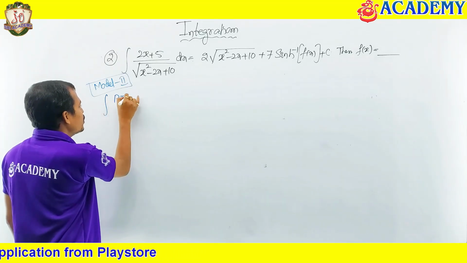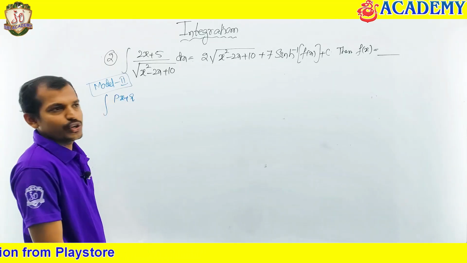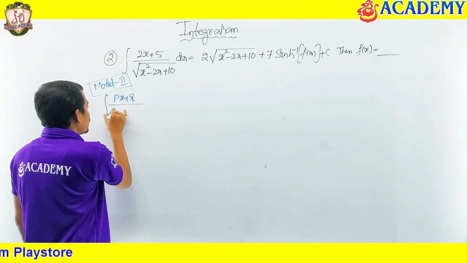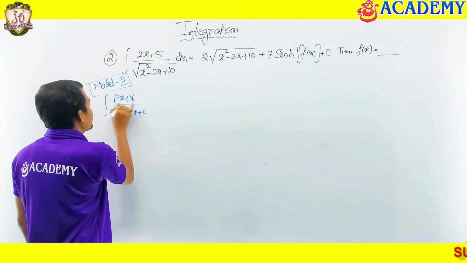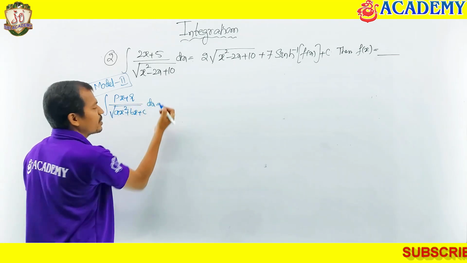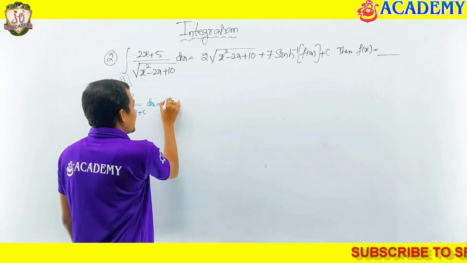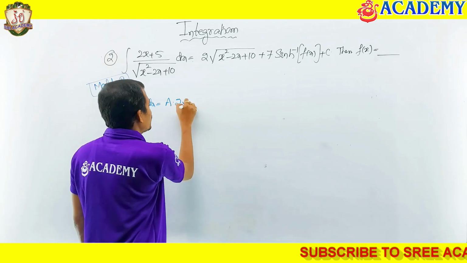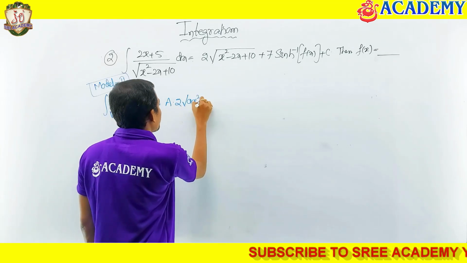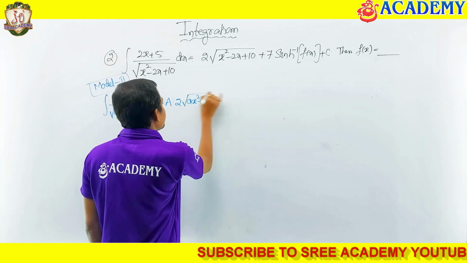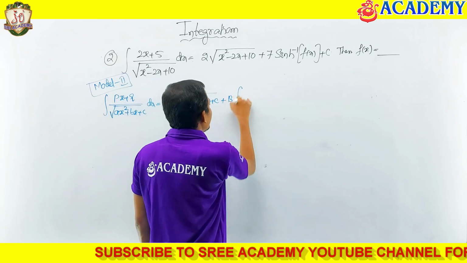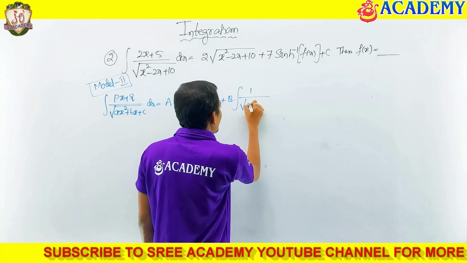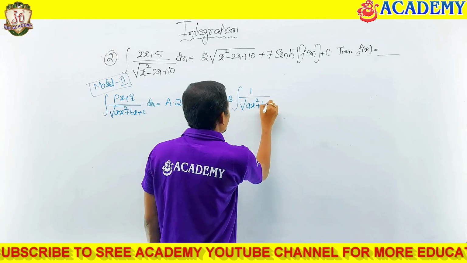If you have px plus q in the numerator and root over ax square plus bx plus c in the denominator, we will write the answer directly, that is a into 2 into root over ax square plus bx plus c, plus b into the integral of 1 divided by root over ax square plus bx plus c.